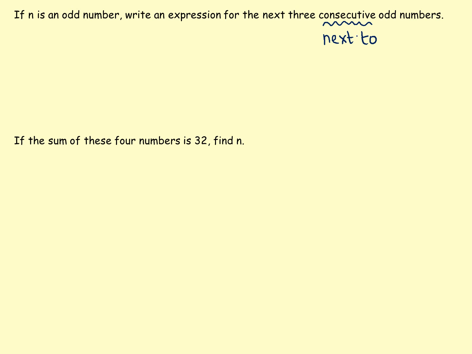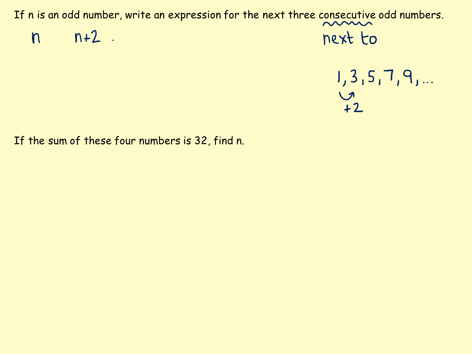So the first thing I'm going to do here is just think about my odd numbers. So odd numbers are 1, 3, 5, 7, 9 and so on. And I'm going to see what happens as I go from each number to the next one. So 1 and 3 are next to each other, so they're consecutive. 3 and 5 next to each other, so they're consecutive. And each time here I'm adding on 2. So if I start with n, that's my first one. To get my second number, I need to start at n and then add on 2. That gets me to the next number in the sequence.